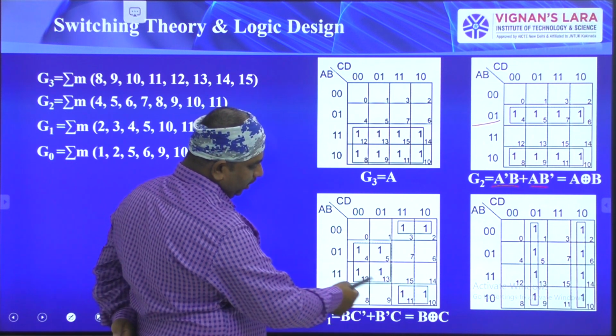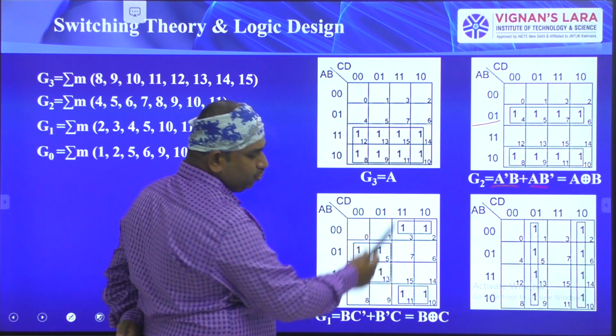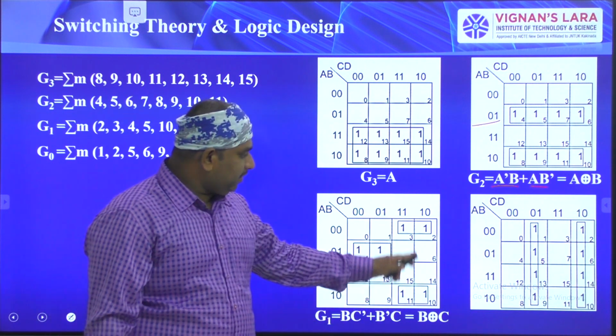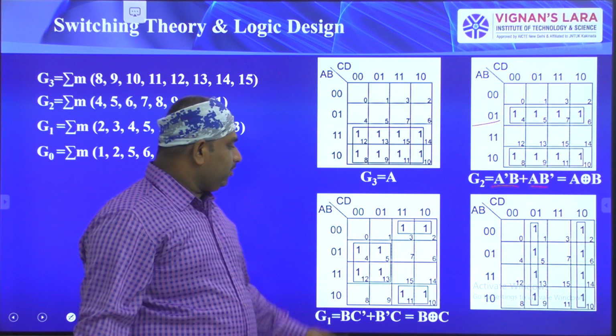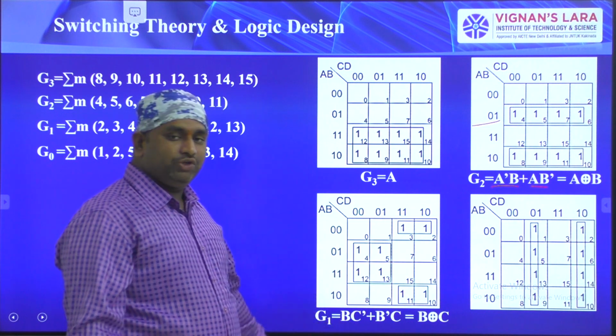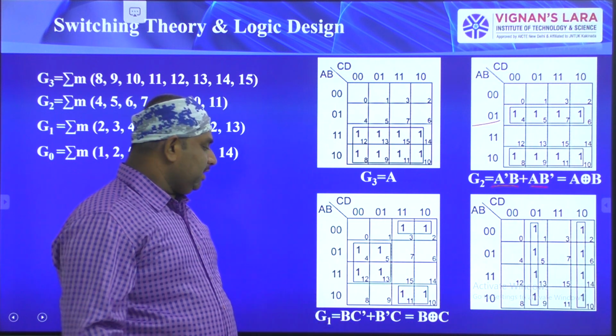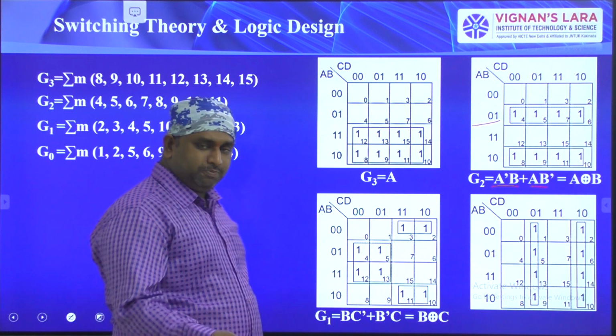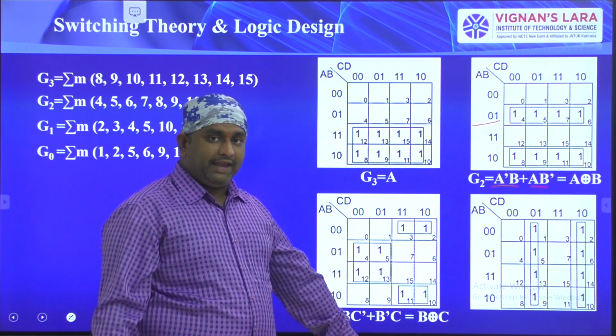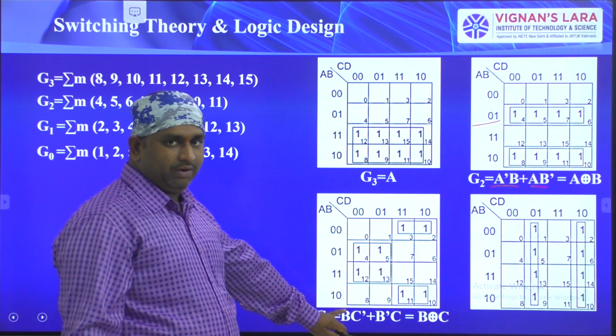See here, this is one quad group, and this pair we can make as a quad group. From these 2 quads I have written G1 is equal to BC bar plus B bar C. That is nothing but B exclusive C operation we have performed here.